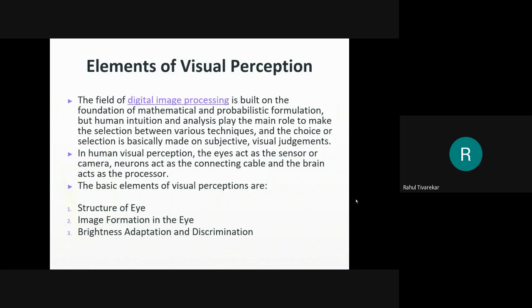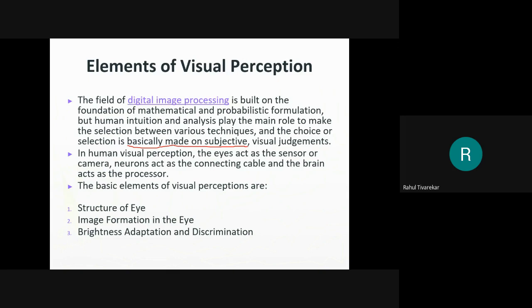So the field of digital image processing is built on the foundation of mathematical and probabilistic formulation, but human intuition and analysis play the main role in selecting between various techniques. So basically, we can say that human intervention is necessary while analyzing any image, and that's why we say that the field of image processing is subjective. Subjective means that from subject to subject, the analysis may be different.